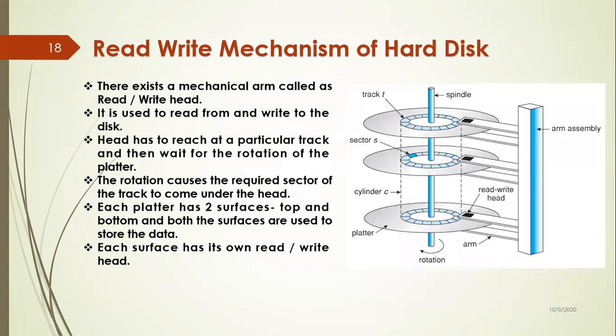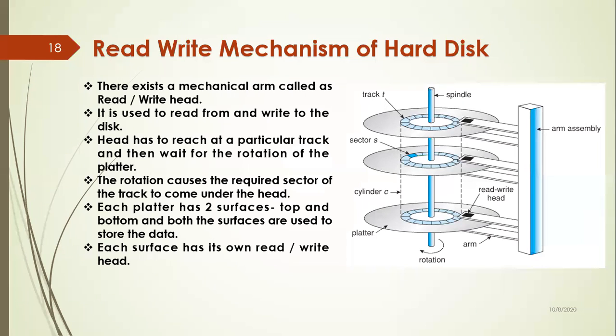Now each platter has a read write head. See here, the diagram shows the read write mechanism of the hard disk. Multiple platters are placed one above another, and on these platters there are tracks. Tracks are divided into sectors, and at the center there is one spindle. All this structure is attached to one arm assembly.